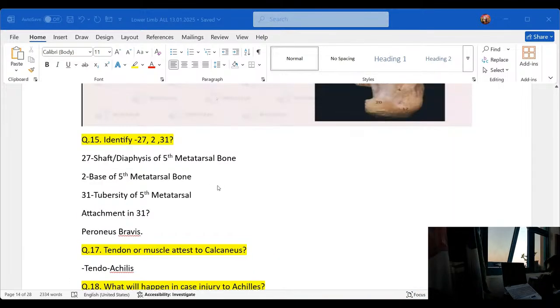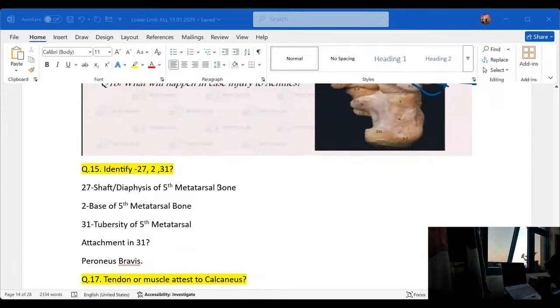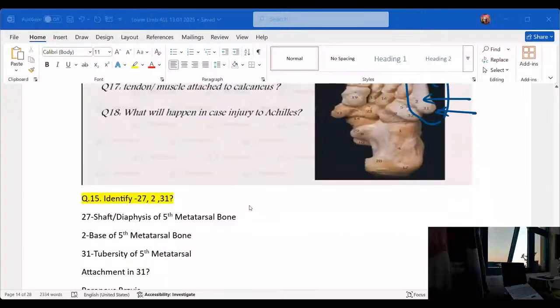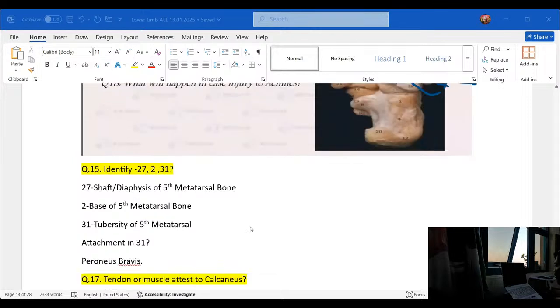Identify 27: metatarsal bone, shaft of the metatarsal bone, diaphysis of the fifth metatarsal bone. Number two: base of the fifth metatarsal bone. Number 31: tuberosity of the fifth metatarsal bone.